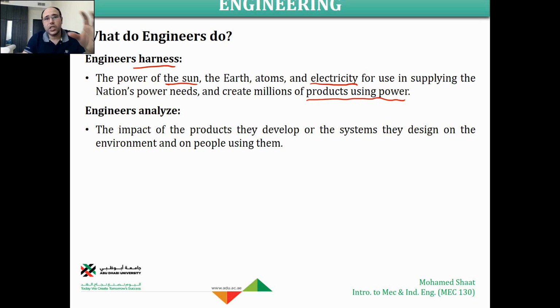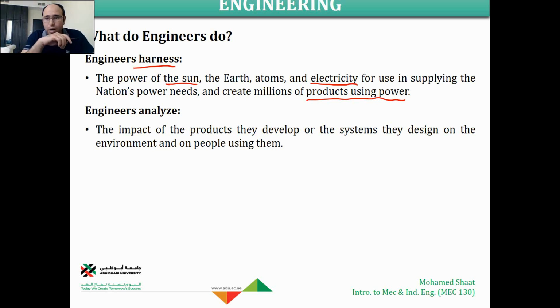Also, we may have electrical power engineering. Electrical power engineering means that their interest is to find a way to create electricity, to generate electricity, to transport the electricity. So this is also some of the concerns of engineers.